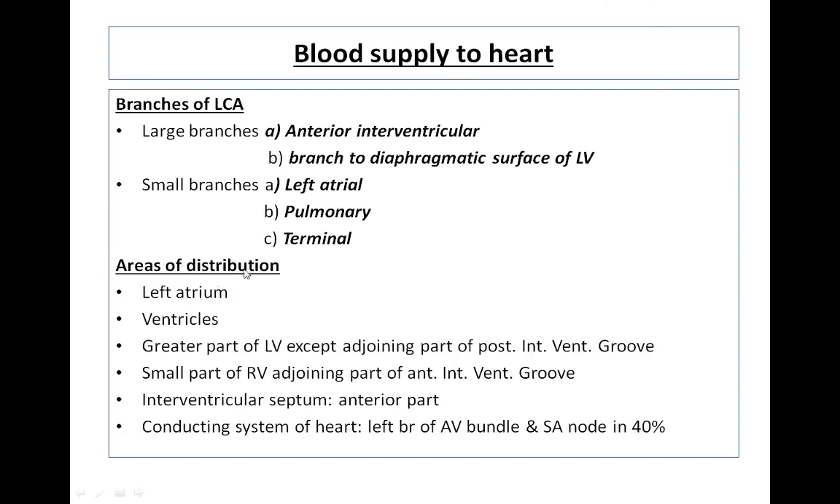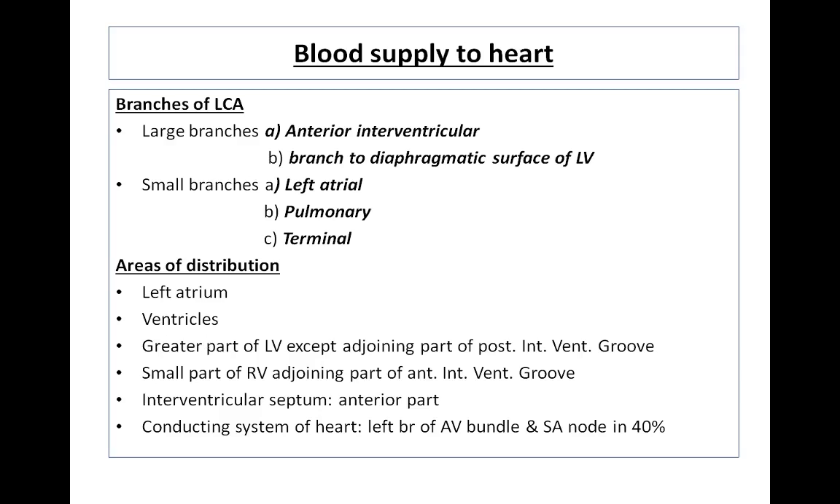So areas of distribution, where it supplies. The left atrial branch is supplied to the left atrium. You go from the atrium, then ventricle, then interventricular septum, then your conducting system. This way it will be easier to remember. Otherwise, if you write haphazardly, it is more difficult to remember. Then the ventricles. In the ventricle there is some confusion actually.